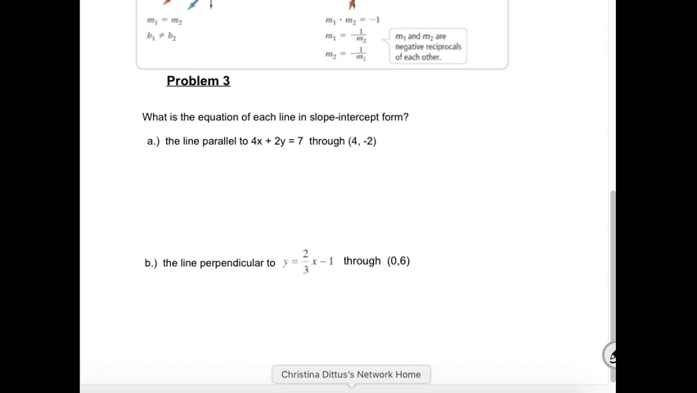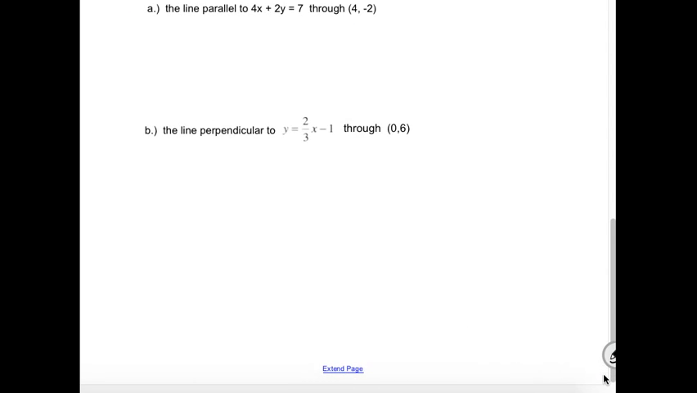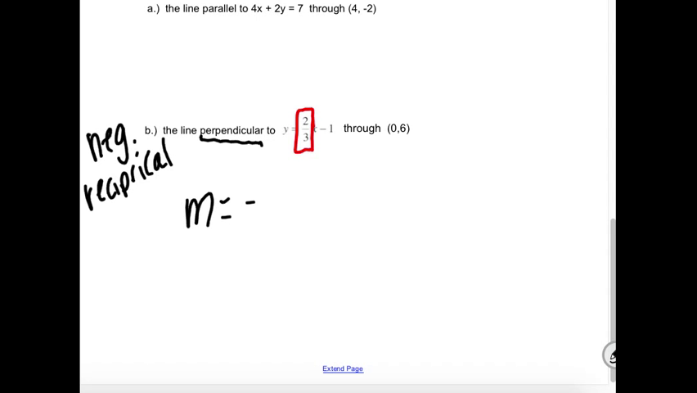All right, hopefully B went all right. It says line perpendicular to y equals 2/3 x minus 1 and through the point (0, 6). Keyword perpendicular. This time we want our slopes to be negative reciprocals. So right now the slope in this equation is 2/3. The negative reciprocal of that, our new slope, is -3/2. And we want to go through a point.